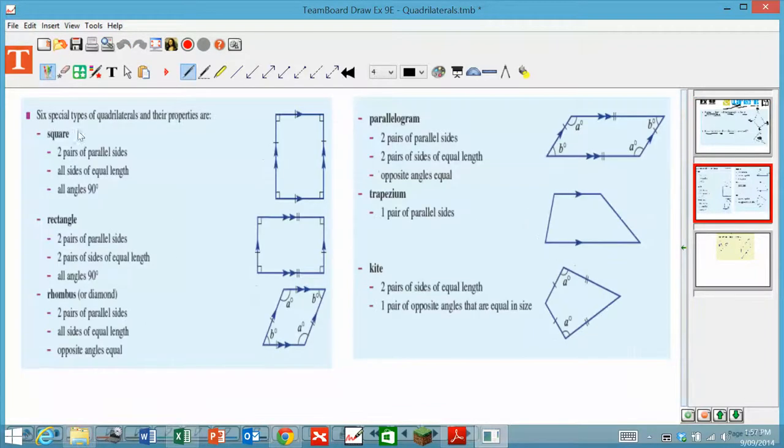Now you've got some special types of quadrilaterals which you should know about, and there are 6 of them. We've got squares, as you can see here. Two pairs of sides are parallel, so these sides are parallel and these sides are parallel. All side lengths are the same, and all angles are 90 degrees.